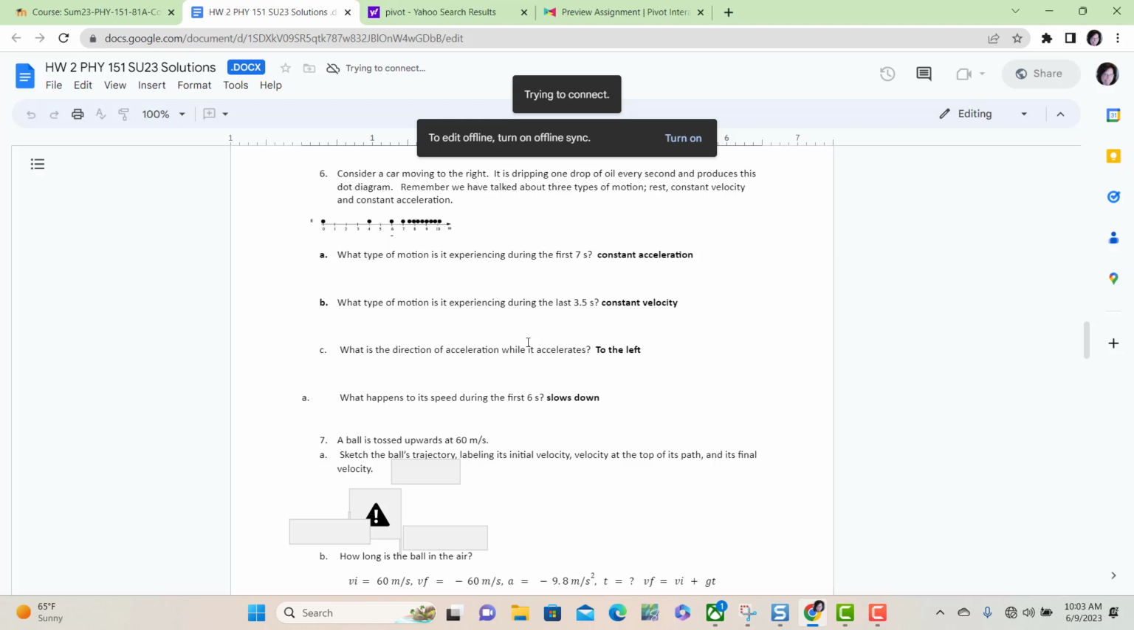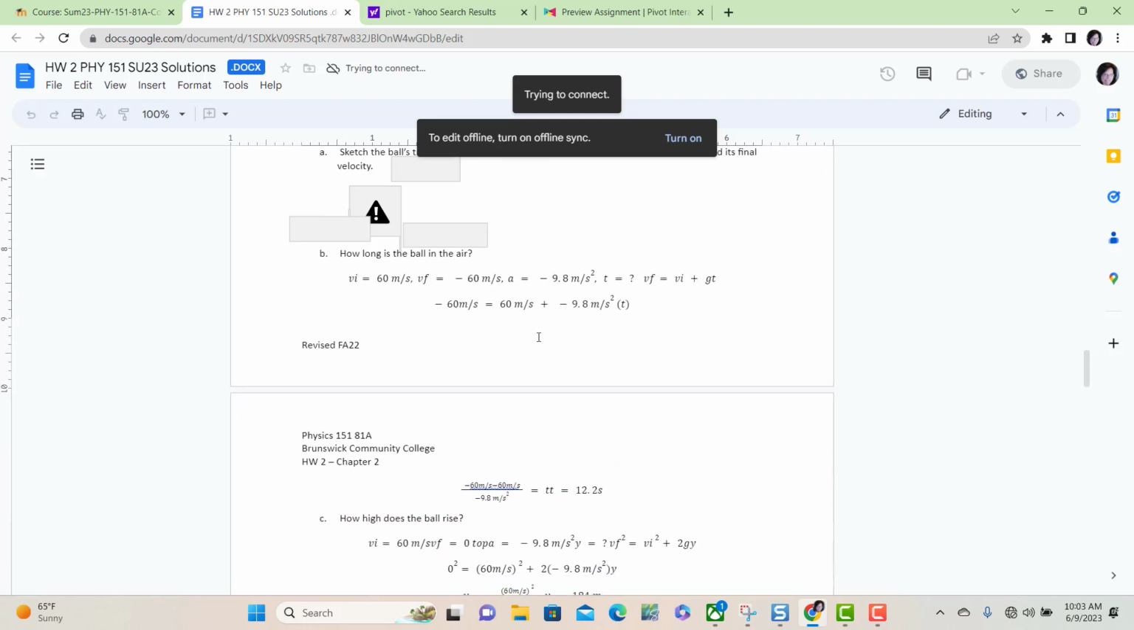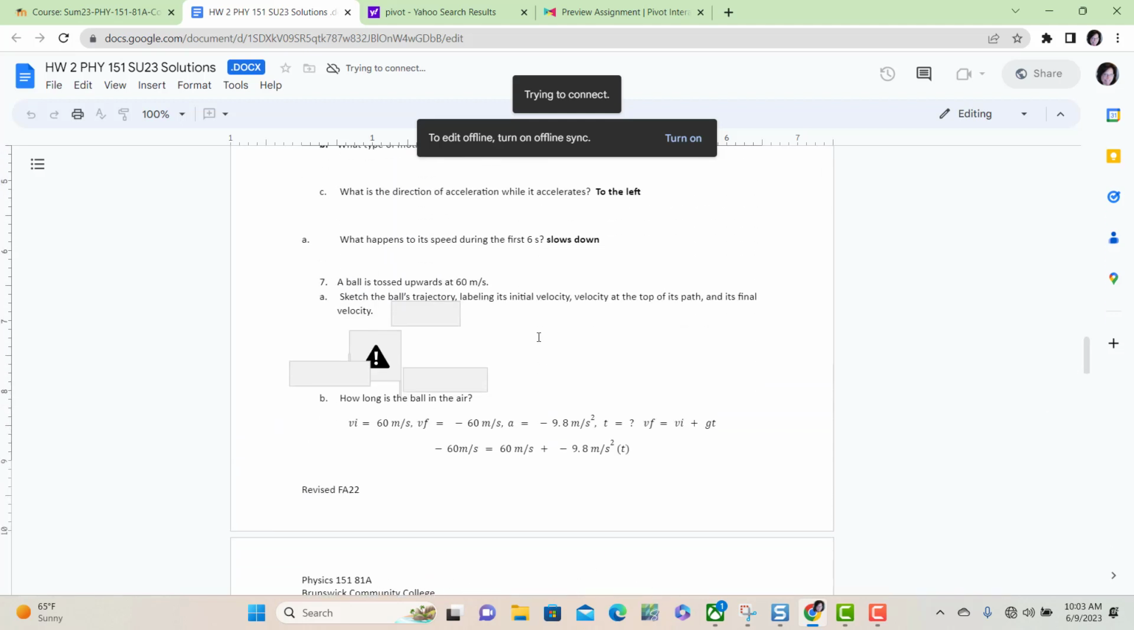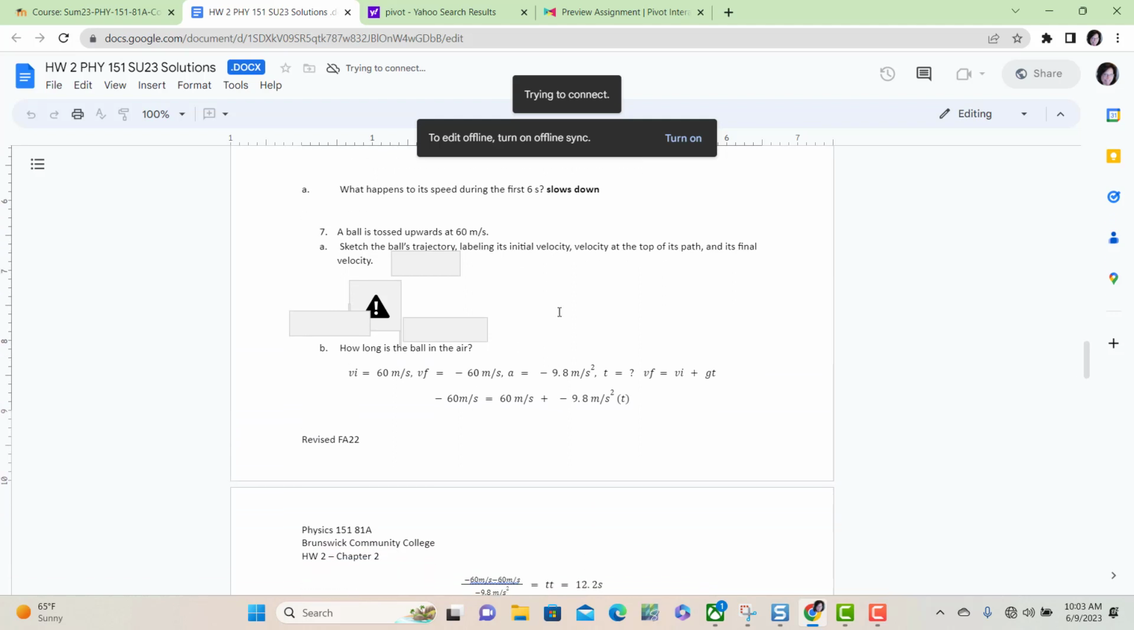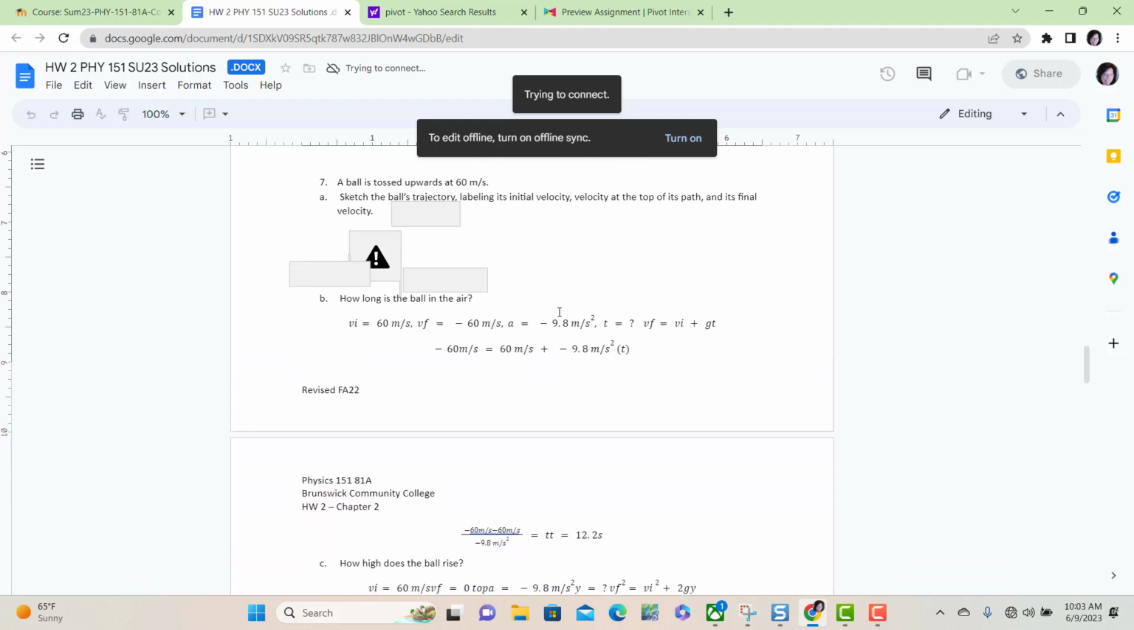If that were the case, then the dots would be getting bigger to the right. They're not. They're getting bigger to the left. So the direction of acceleration is always in the direction that the dots are getting bigger. So if an object is trying to go in that direction, it'll get faster. But if it's like this example, moving in the opposite direction to the right, it'll get slower. And then you need to sketch the trajectory of the ball.